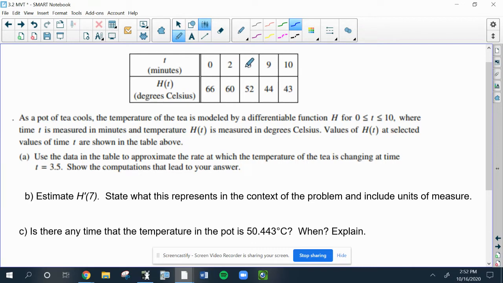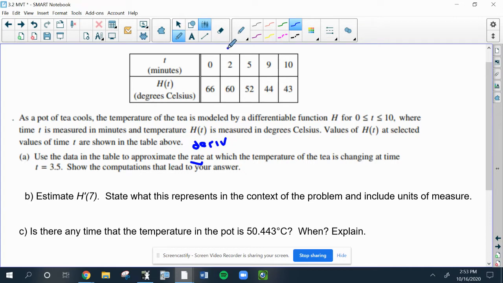So the first part, A: use the data in the table to approximate the rate, the derivative, at which the temperature of the tea is changing. So the rate at which h is changing at 3.5. You will notice that 3.5 is not on the chart, so we do have to approximate it. Well, it is a derivative, so a derivative can be approximated by a slope.